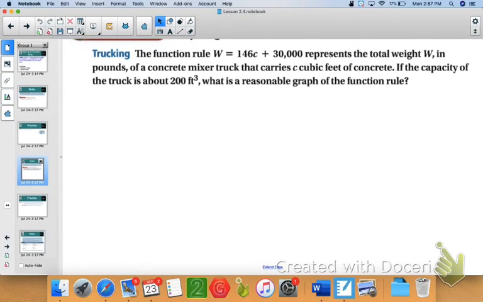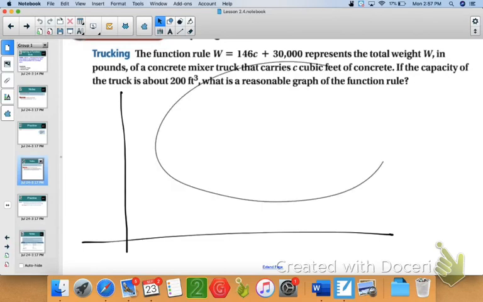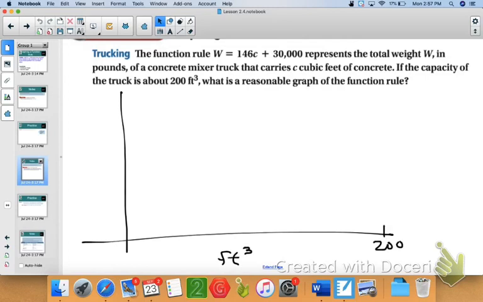So we're going to start. It doesn't make sense to have negative weight or negative feet, so we're just going to look at this first quadrant here. This is the first quadrant, second, third, fourth. So we're really just focusing on the first quadrant. My x-axis is going to be C, our cubic feet. Actually, I'm not going to go by 1 since it can go all the way up to 200. I know that's the max it can go to. So halfway is about 100. That's going to be 150, 50, so on.